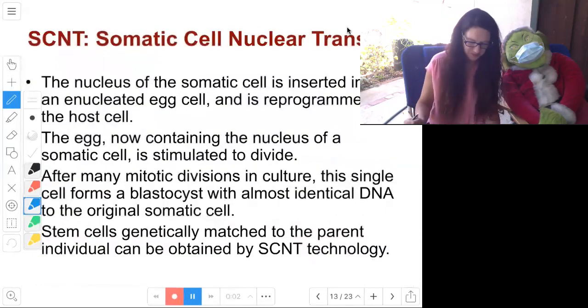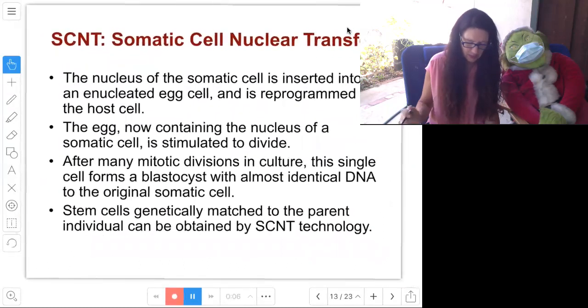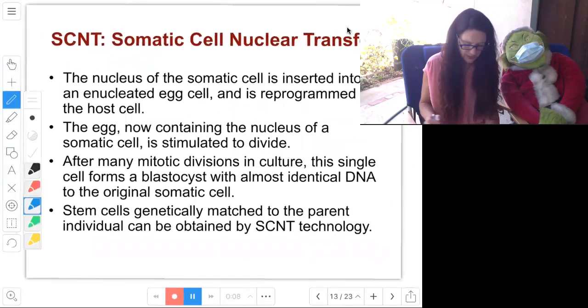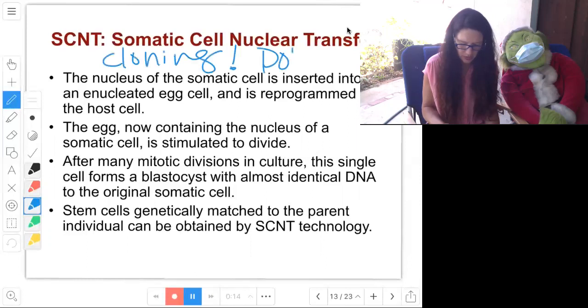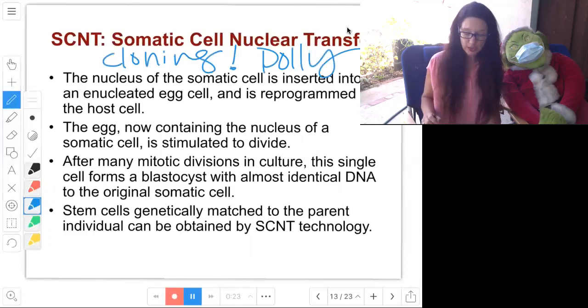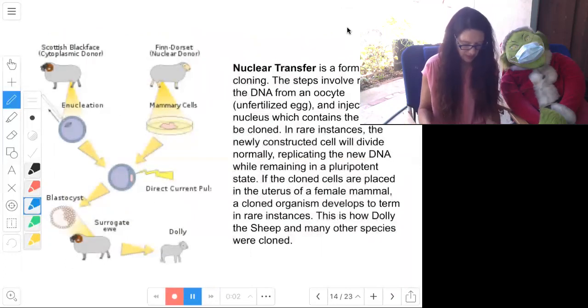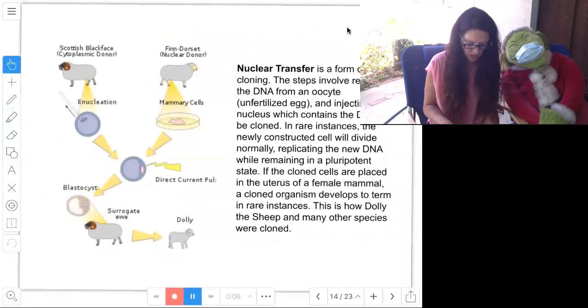All right, the last little guy we're going to talk about is somatic cell nuclear transfer. What is this? Cloning. That used to be the big thing, right? Dolly the sheep. And now it's like, whatever. So let's look at a little picture. And what do we have here? This was our good friend Dolly.